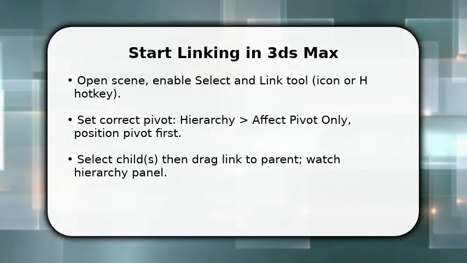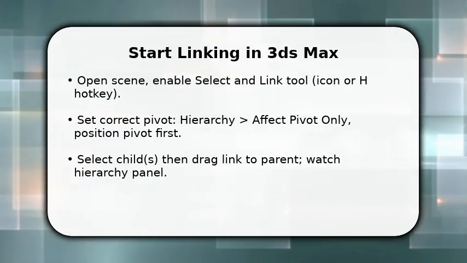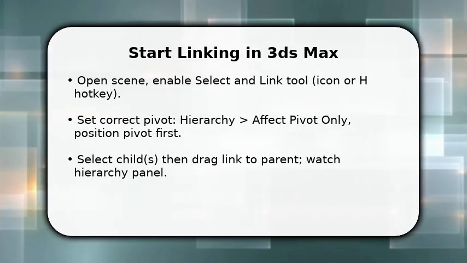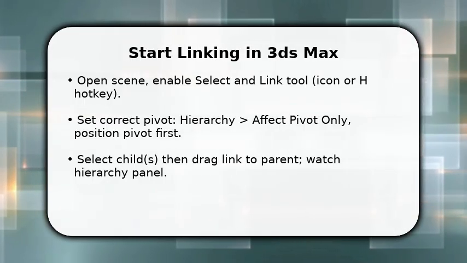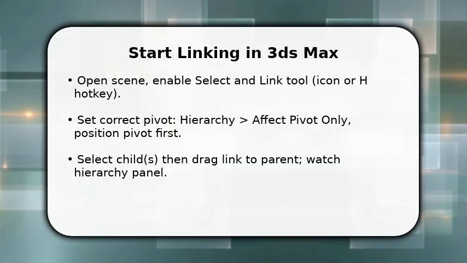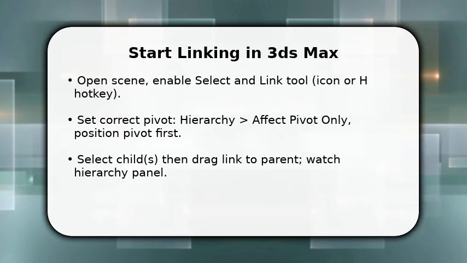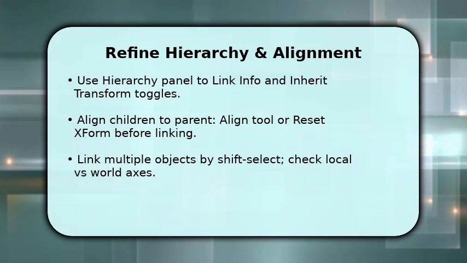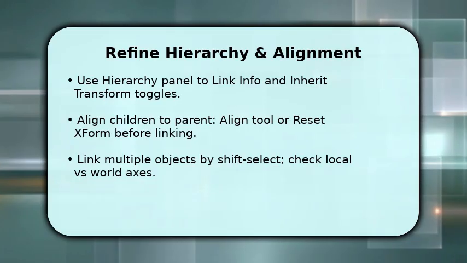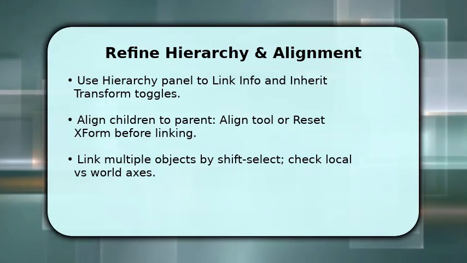With the tool active, select the child object or multiple children and drag a link to the intended parent. This creates a parent-child relationship that drives transforms, so positioning the pivot first matters for predictable motion. Once done linking the basics, refine the hierarchy and alignment so animation behaves.